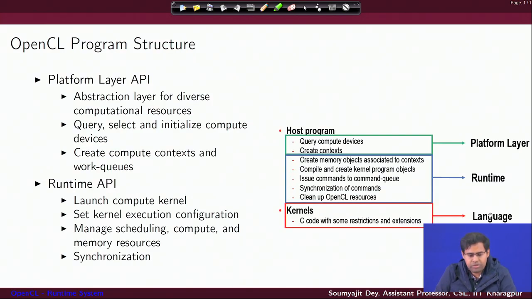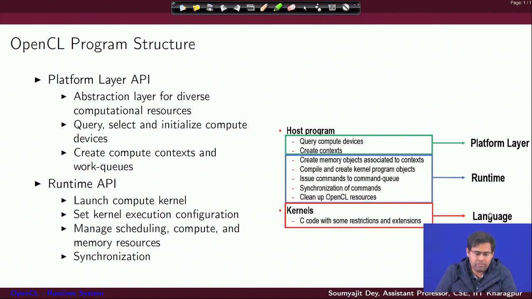Now, coming to the OpenCL program structure, like how an OpenCL program is ordered into different parts, we will first see that there are different subparts in a typical OpenCL program. The first part is what we call the platform API, and the second part deals with what we call the runtime API. First, let us understand what the platform API is, because then we will see how that is required to query the platform in the first stage of the OpenCL host program.